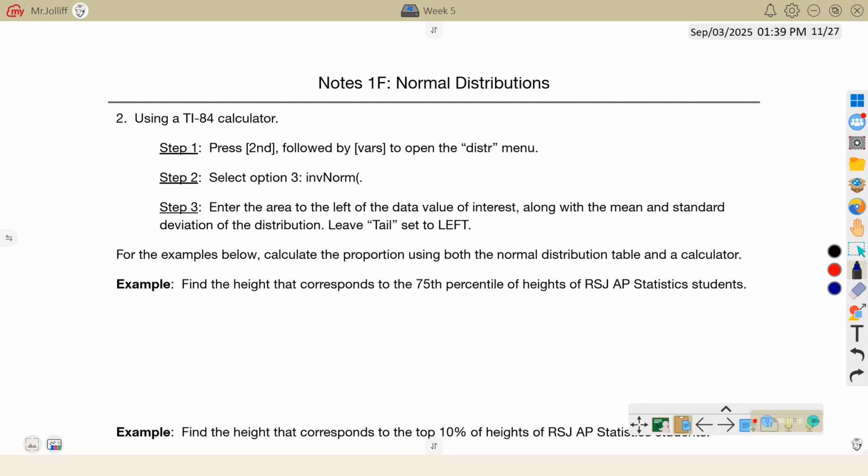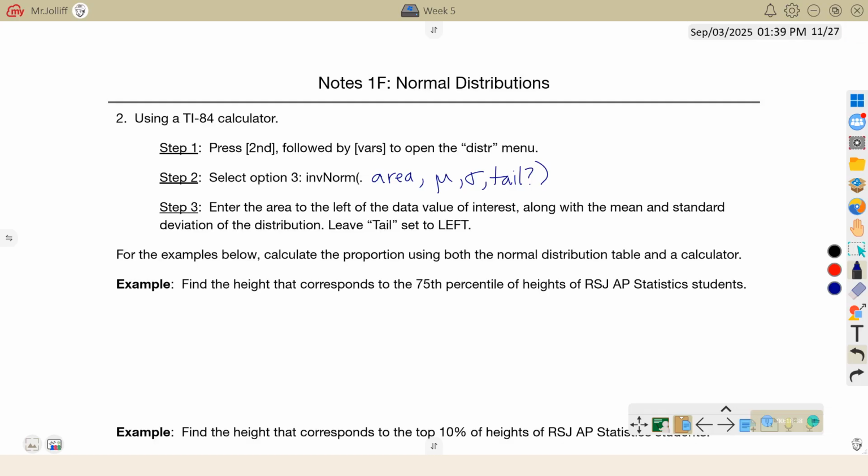Inverse norm asks you for four things. What is my area? What is my mean? What is my standard deviation? Where is my tail: left, right, or center? And I'm going to give you a caution before we do some examples.